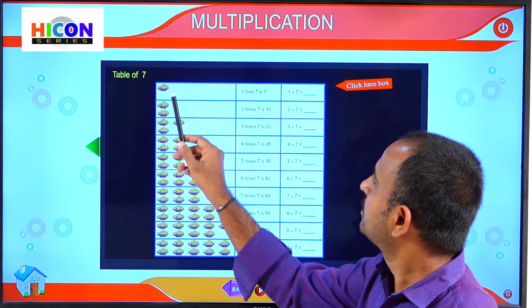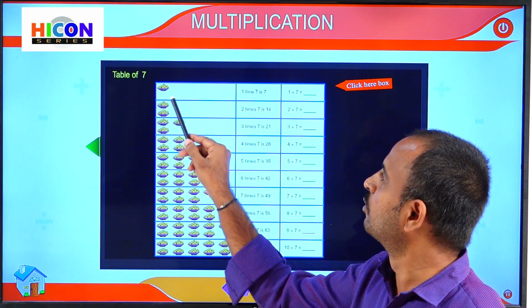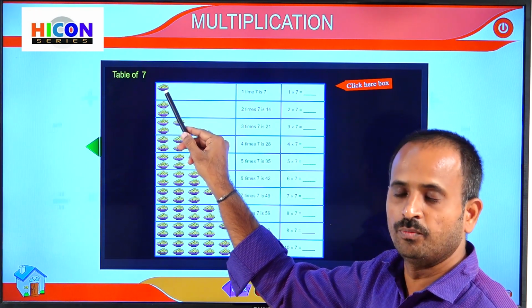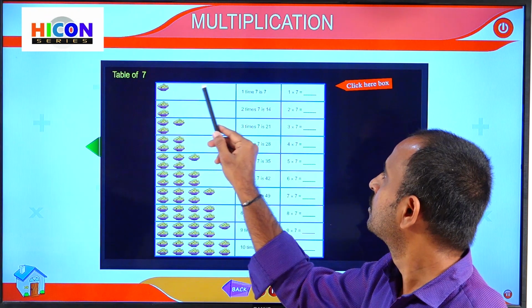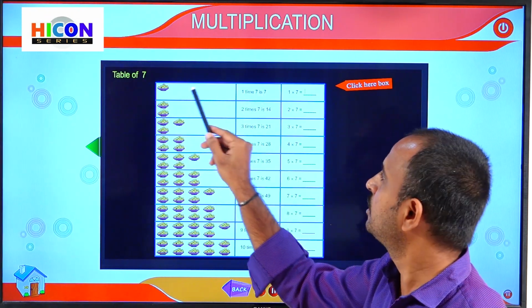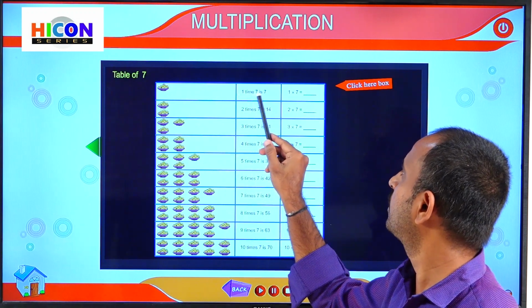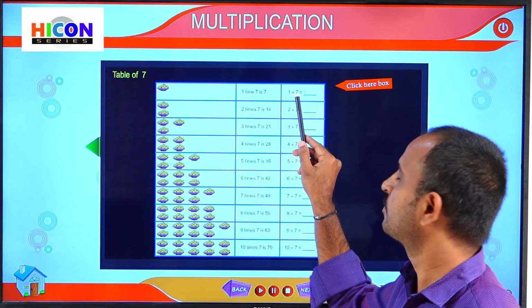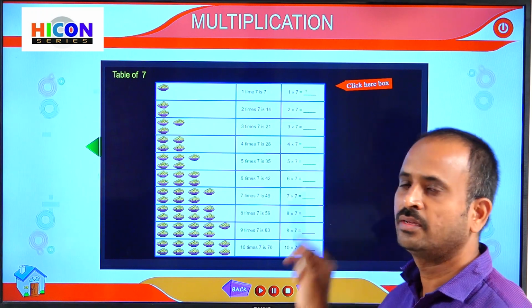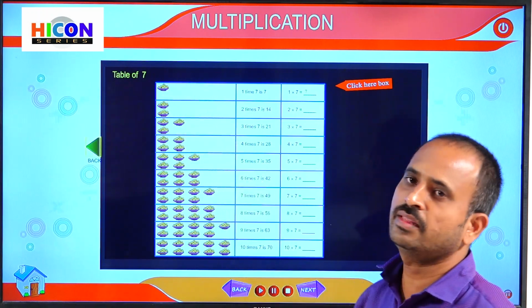So here, see the first one. How many groups are there? There is only one bowl, that is one group. So 1 times 7, because each bowl has 7 sweets. That is 1 times 7, 1 into 7, that is 1 7 jar 7. That is total 7 sweets are there.